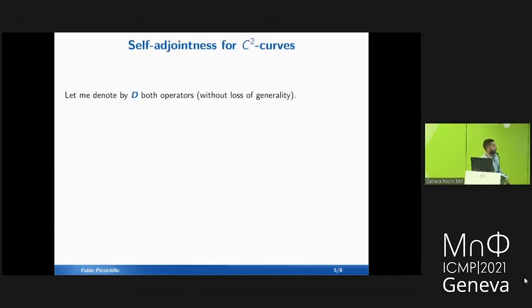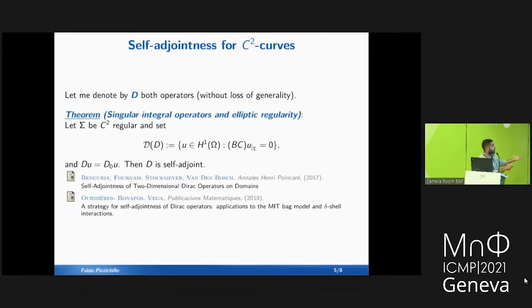OK, so I am interested in the problem of self-adjointness, and in particular in terms of Sobolev regularity. Of course, these two operators are different, but the strategy that we can use is similar for both cases. Of course, the computations will be different. So without loss of generality, let me denote both operators by D. There will be some differences, and then I will specify them. So the first result of this talk is this theorem.